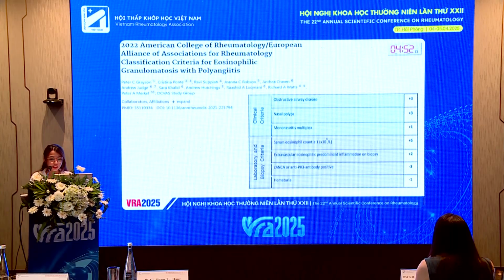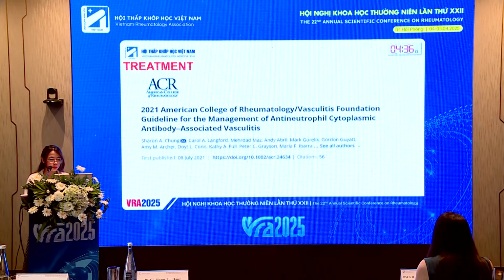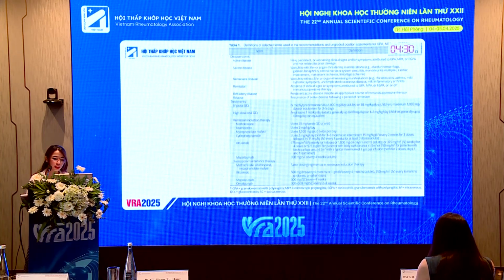For example, our patient has 11 points with obstructive airway disease, nasal polyp, and serum eosinophil count more than 1 times 10 to the power 9. The treatment is based on the 2021 ACR and EULAR guideline. First are some definition terms in the guideline. For example, our patient has symptoms of vasculitis without life- or organ-threatening manifestation, with rhinosinusitis, asthma, mild systemic symptoms, and uncomplicated cutaneous disease. And so we can define her as having non-severe active disease.